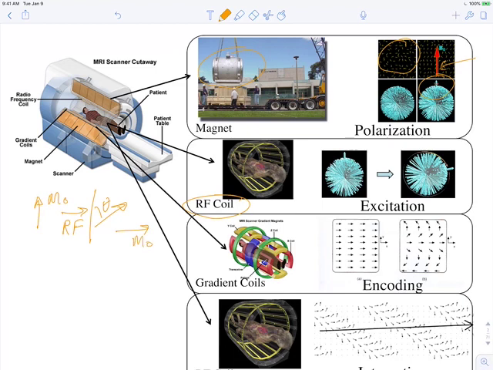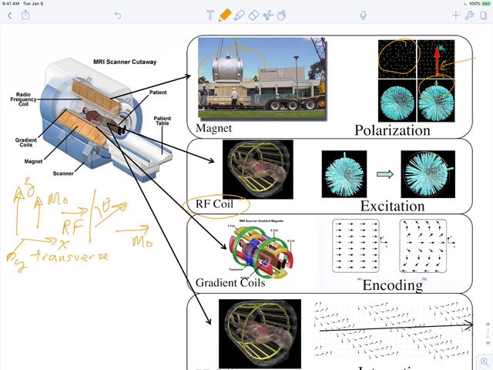so that it's spinning completely in what we call the transverse plane. Just to remind you, by definition, Z is the direction of the main magnetic field, and that is what we call the longitudinal component. And then we have X and Y, and these are the transverse plane.